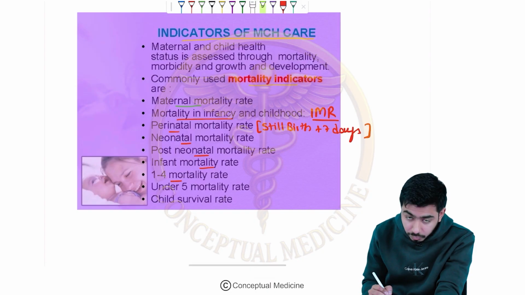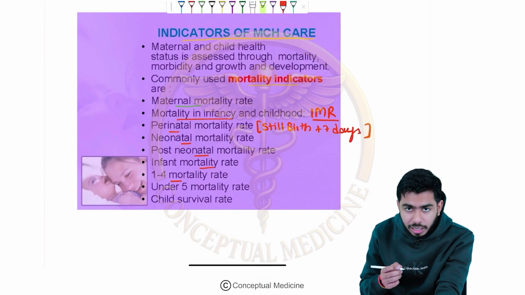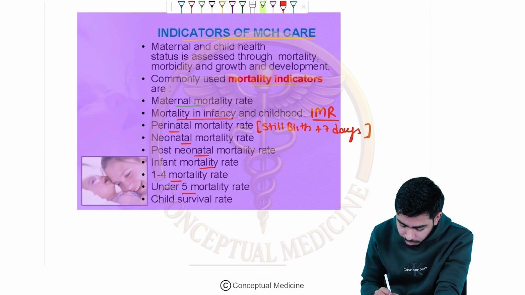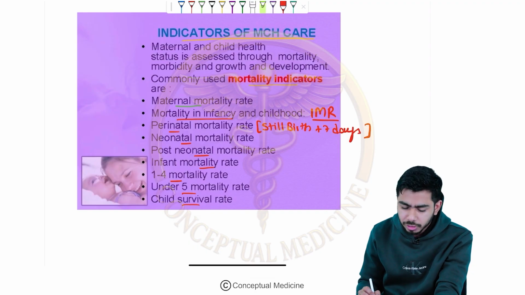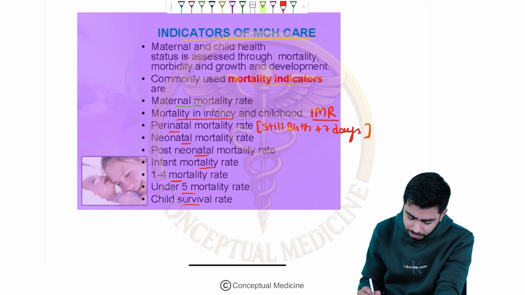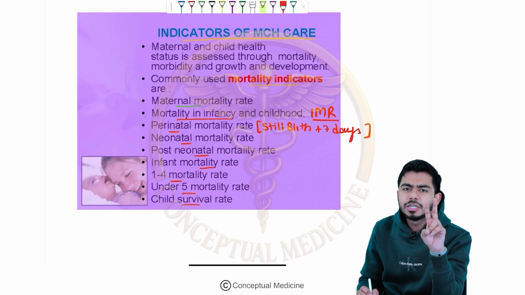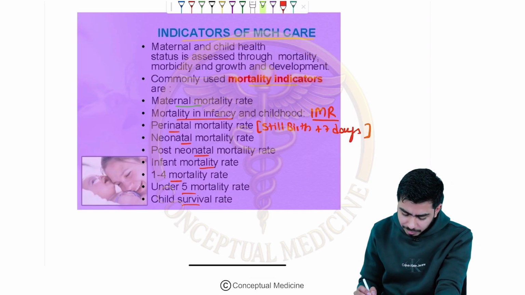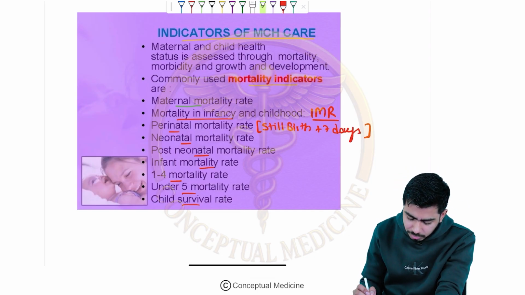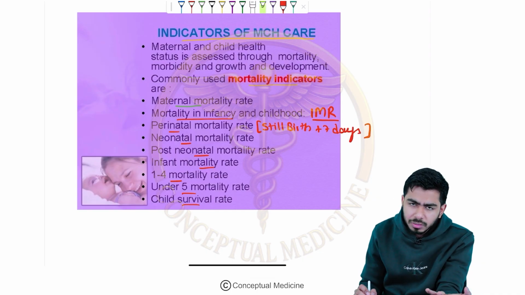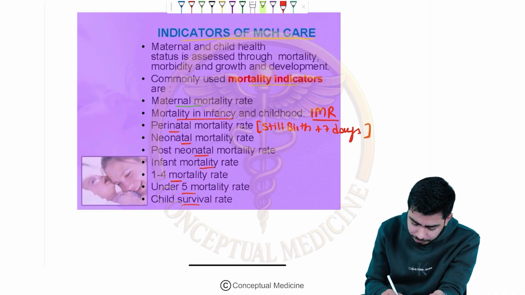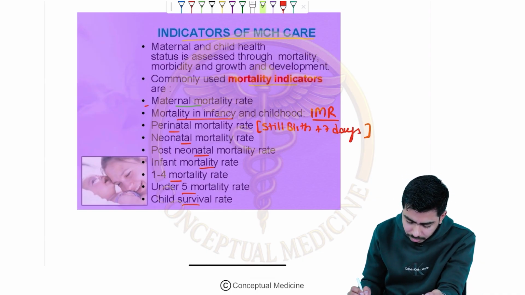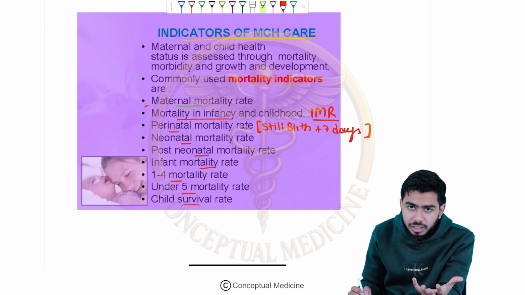Then we are seeing the 1 to 4 mortality rate, right? The age 1 to 4 mortality rate, under 5 mortality rate, child survival rate. So there are so many indicators over here. We can actually divide these indicators into two types. One is the maternal indicator and another one is the child indicator. For example, wherever maternal is coming, that is the maternal mortality indicator. For example, you can see this one, maternal mortality rate, right? This is the maternal indicator. Others, most of the indicators will be child related.